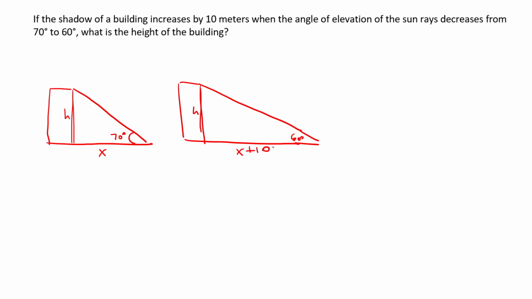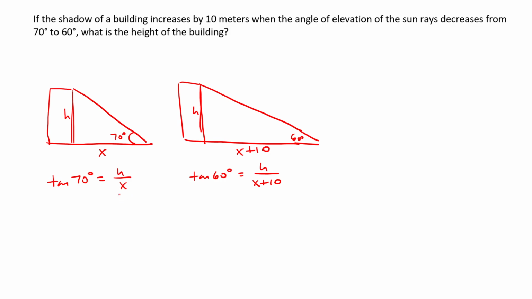The way you're going to do this problem is very similar to the way that you did this problem. So you may want to pause the video now, try to set up a system of equations and solve this yourself. All right, but I will go through it now. So I will say tan of 70 equals h over x. I will say tan of 60 equals h over x plus 10.